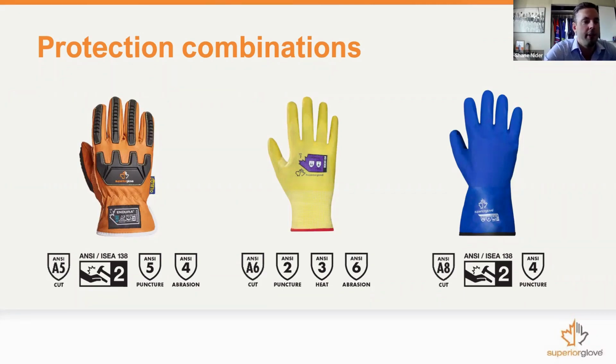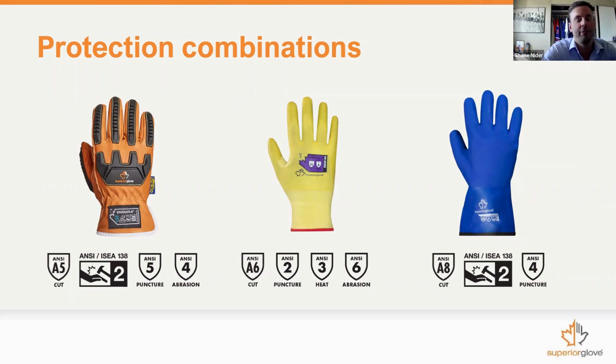And then protection combinations. In the 400 different styles of gloves that Superior Glove offers, you'll see different protection combinations. So you might have a puncture and impact threat. You may need a product that offers good impact, maybe a level 2, but also offering a high level of puncture, and in this case with the brown glove, level 5. So again, it's really about matching up your environment and your hazards with the attributes that these gloves are offering.